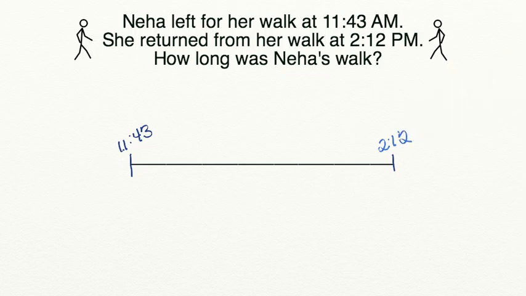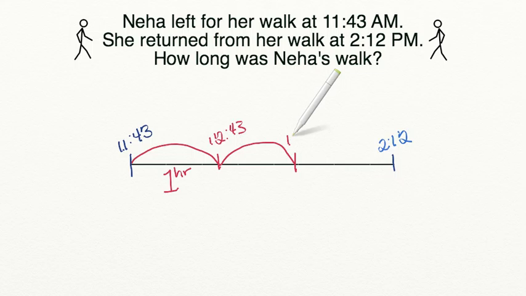So now I'm ready to start marking down my 1-hour intervals. From 11:43 to 12:43, we have 1 hour. And I'm going to make sure that I'm writing down my times so that I don't get confused. From 12:43 to 1:43, I have 1 more complete hour.